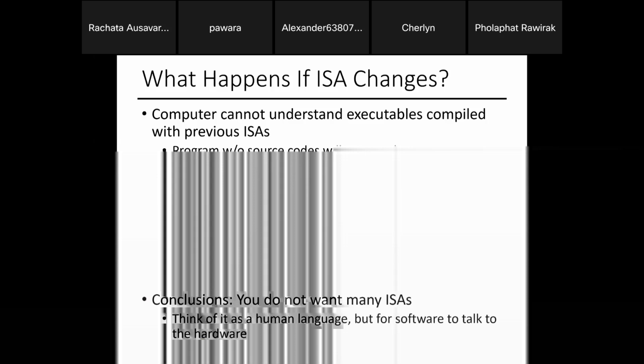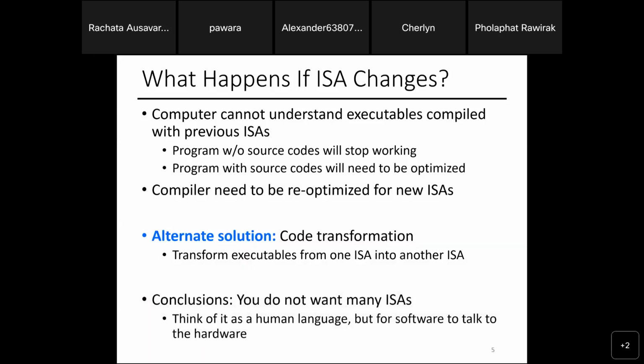The conclusion is similar to human language. You don't want a lot of those, because the more languages you have, the more overhead for us to maintain all the programs and all the hardware. It's better to have one good ISA, or two or three good ISAs, and that's all. Maybe, why do we have multiple?